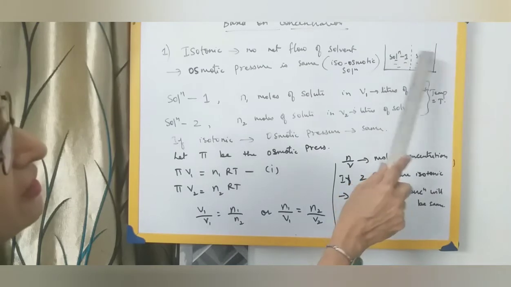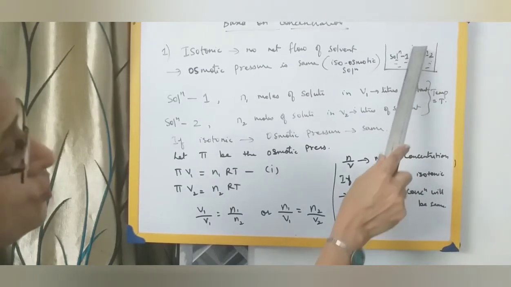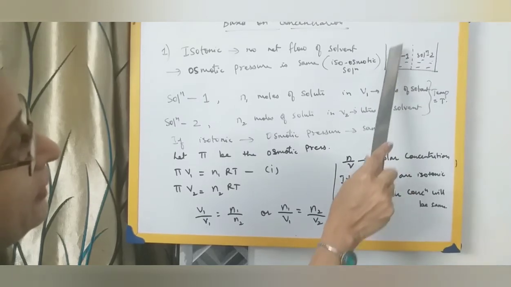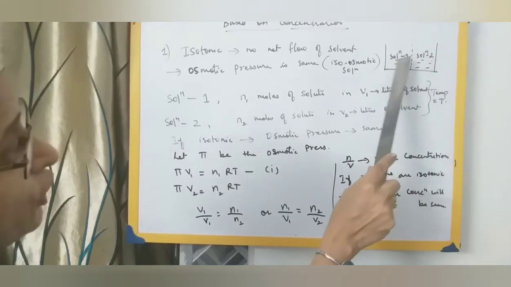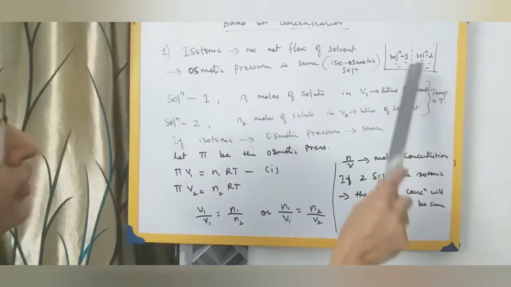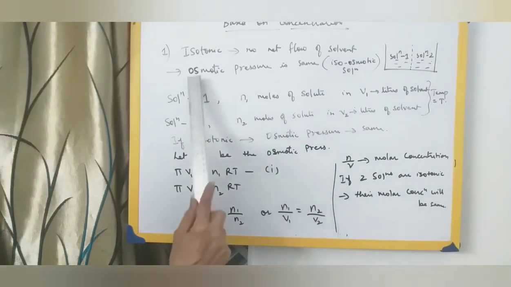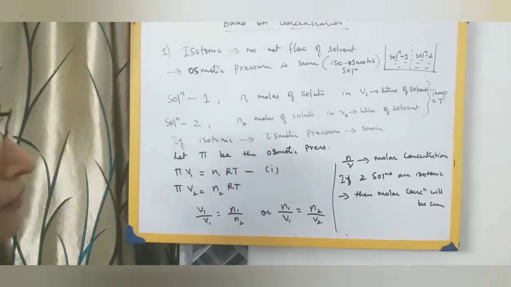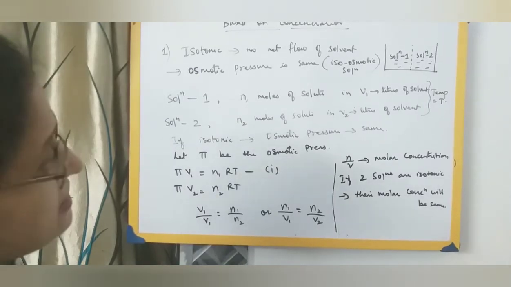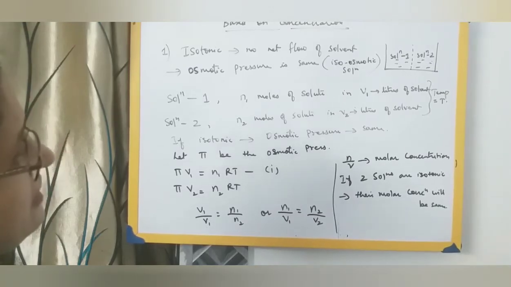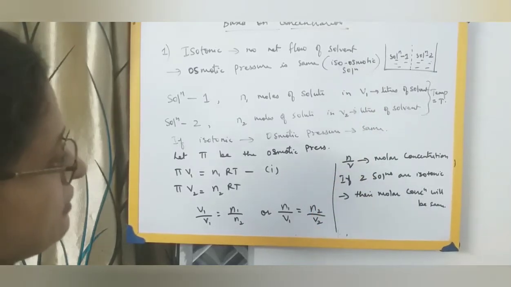That means that these two solutions have been separated by a semi-permeable membrane in this container. Solvent molecules are not going to move on either side of the semi-permeable membrane. Why will it not move? Because the osmotic pressure is same. Why is it same? Because the concentration is same. Such a solution we call an isoosmotic solution.